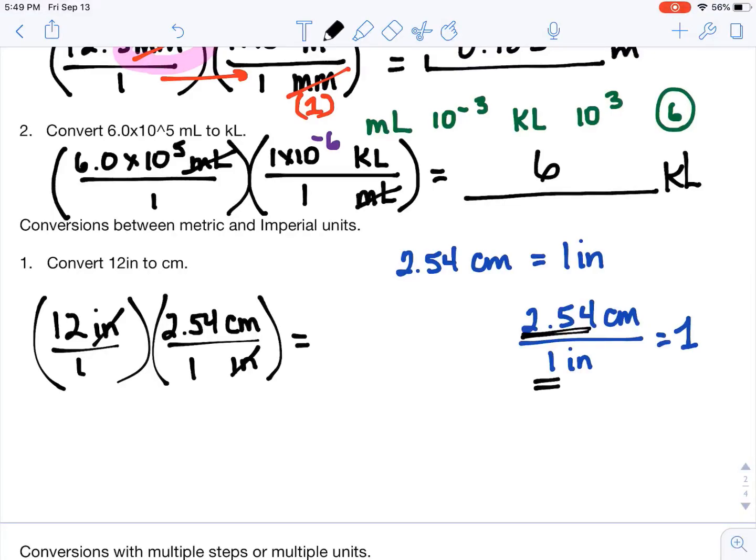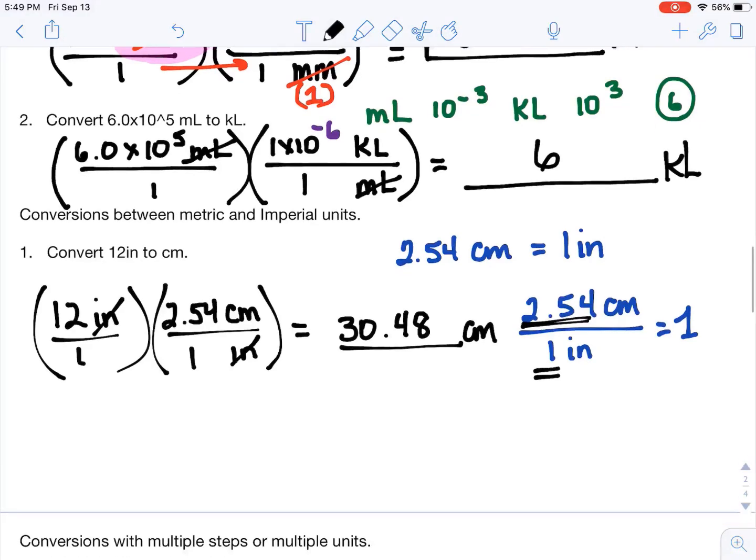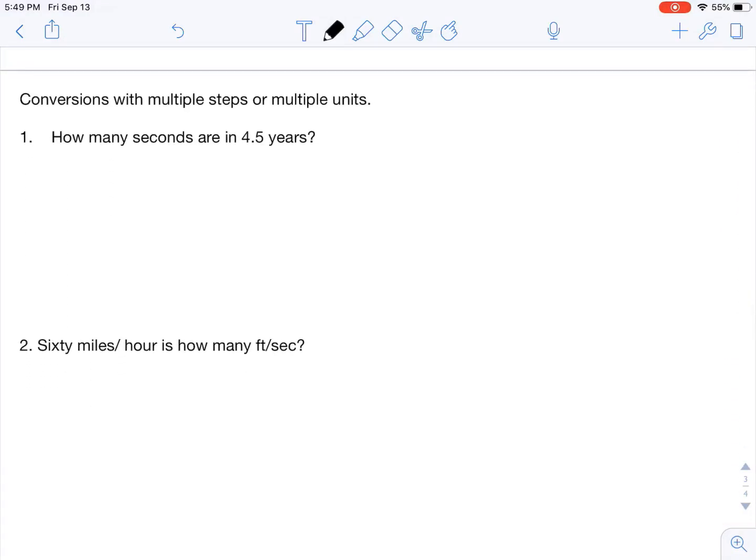And then I can cancel my units that I don't need and solve the answer in the units that I do need. And if I do the math for this, I'm going to get 30.48 centimeters. So this is sort of what you're doing if you're going one step at a time, one conversion, easy conversion factor. But sometimes we're not able to do that.